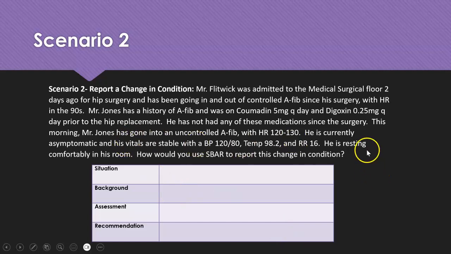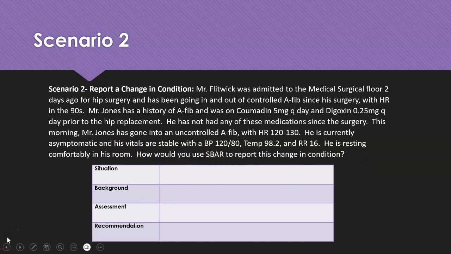That's an important thing. This morning, Mr. Jones has gone into uncontrolled AFib with a heart rate of 120 to 130, you guys. He is currently asymptomatic and his vitals are stable with a blood pressure of 120 over 80, temperature 98.2, and respiration 16. He is resting comfortably in his room. How would you use SBAR to report the change in condition?